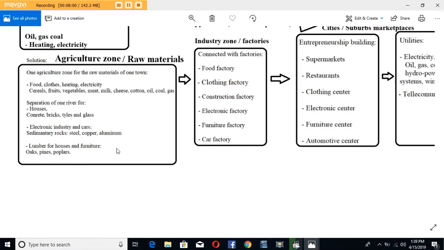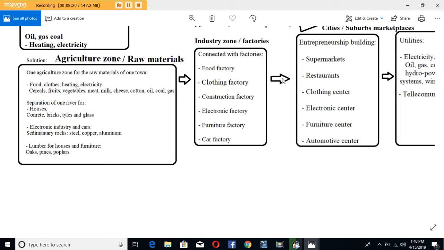The raw materials from the agriculture zone can be connected with the industry zone or factories. This industry zone may include the following factories: food factory, clothing factory, construction factory, electronic factory, furniture factory, car factory.